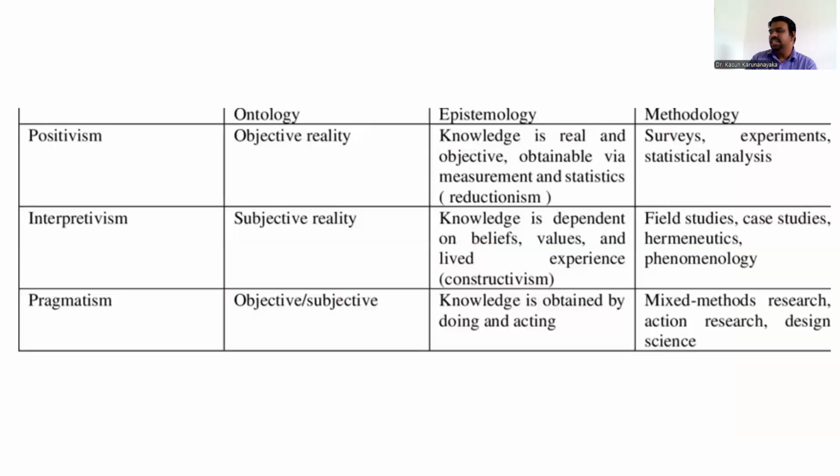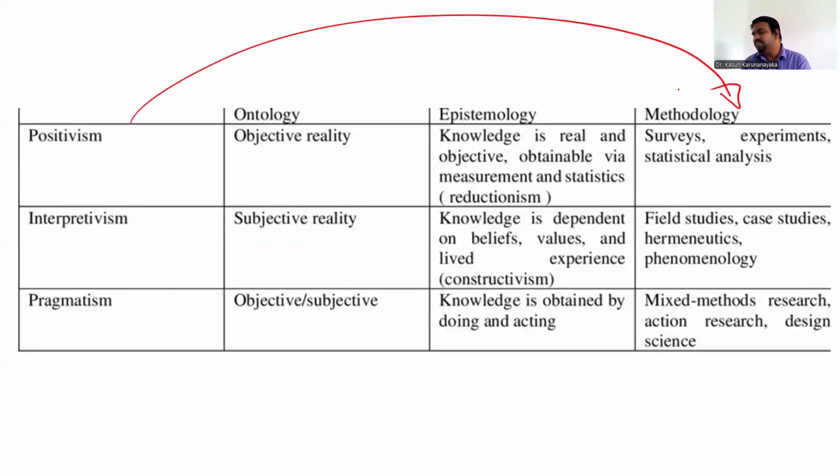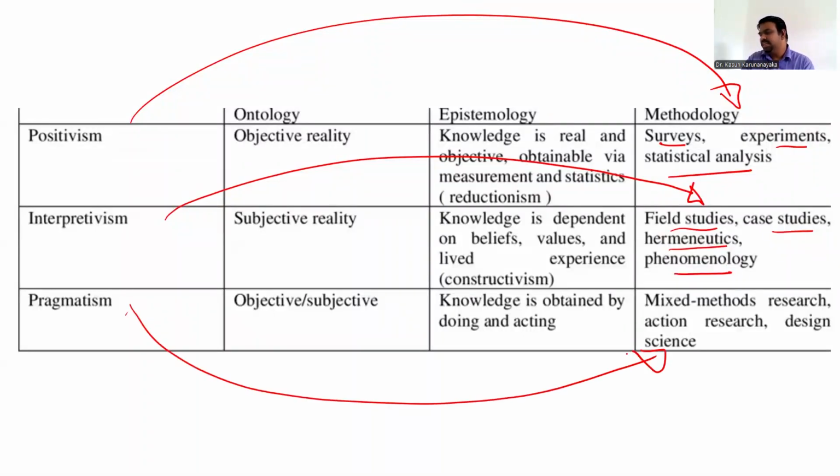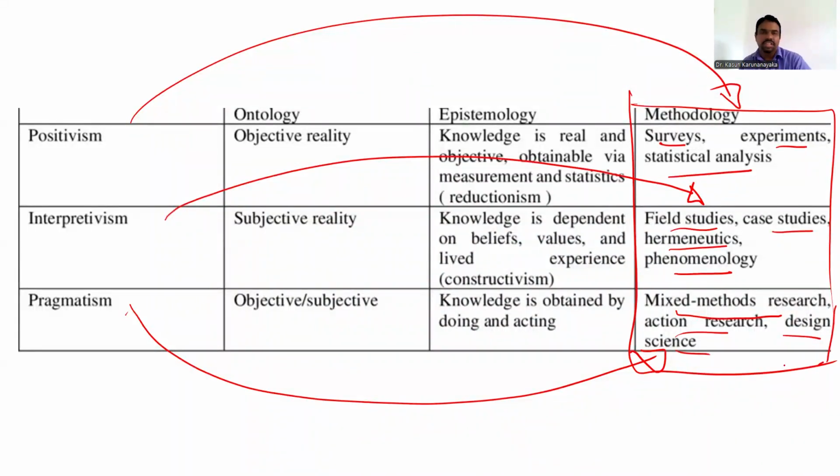And here you can see the methodologies and research strategies. The positivism usually goes along nicely with surveys, experiments, and statistical analysis. Interpretivism goes with field studies, case studies, hermeneutics, phenomenology kind of research. Pragmatism goes with mixed method research, action research, design science research. So don't worry about these methodologies for now. I will give you an introduction about each and every method later.